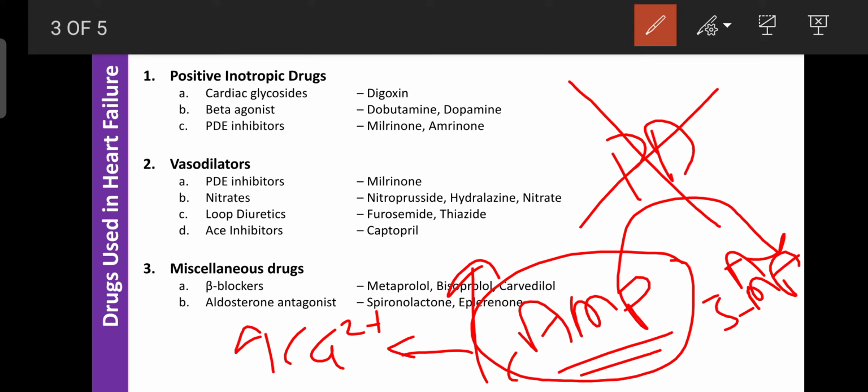Due to inhibition of this enzyme, the cyclic AMP cannot be metabolized, and due to that, the cyclic AMP concentration increases in the cardiac muscle. Then the calcium level also increases. Finally the force of contraction increases due to the accumulation of cyclic AMP. So due to this property, PDE inhibitors are used in the treatment of congestive heart failure.